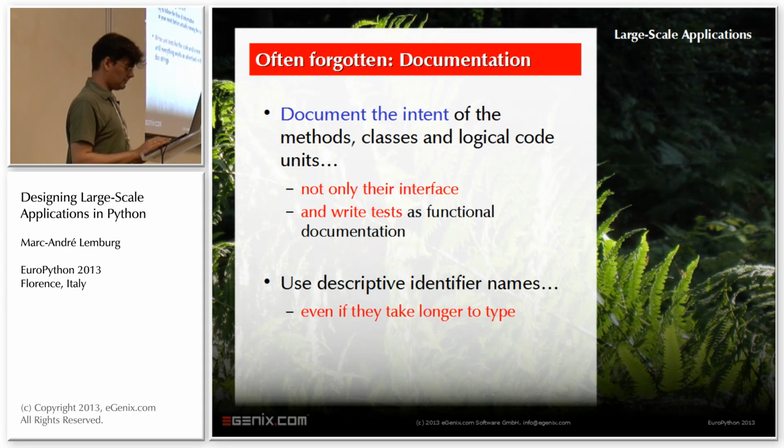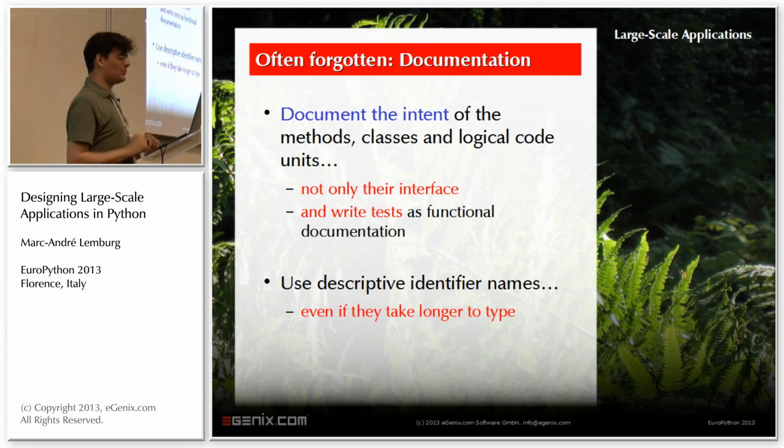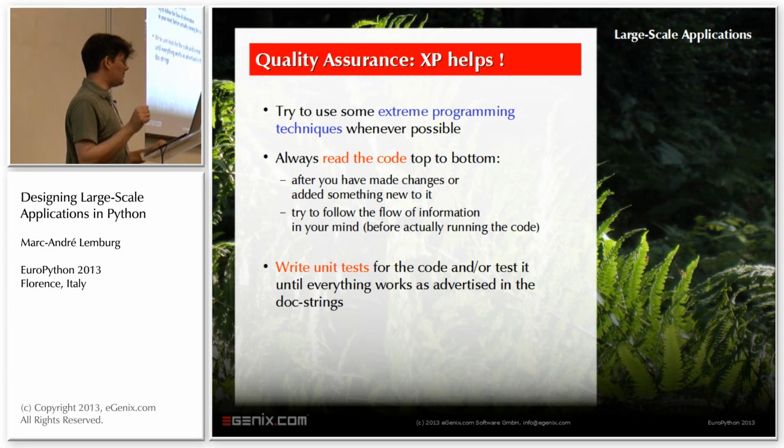Oh yeah, this one is very important. Use descriptive identifier names. Yeah, even if you have things that are 40, 50 characters long, you have autocompletion in the editor, so it doesn't really matter. It does matter when you read the code, because you can immediately see what that method is supposed to do, even if you don't know that method.